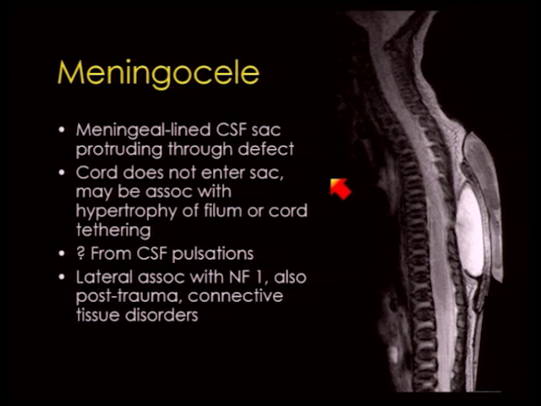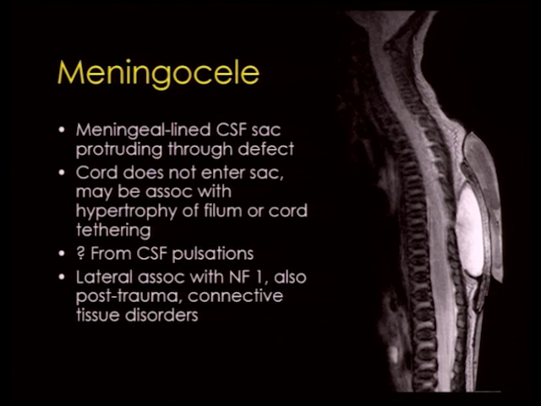The meningocele, our job is to recognize it for what it is. It's still going to be a closed spinal dysraphism with a subcutaneous mass, but in this case, the spinal cord is not going to enter the sac. Here you can see a little jet of CSF through a very small posterior osseous defect, this meningeal-lined sac that protrudes out, in this case, from the thoracic spine. One point to note is that this may be associated with hypertrophic changes in the filum terminale or fatty thickening of the filum terminale, so be sure to find that second lesion.